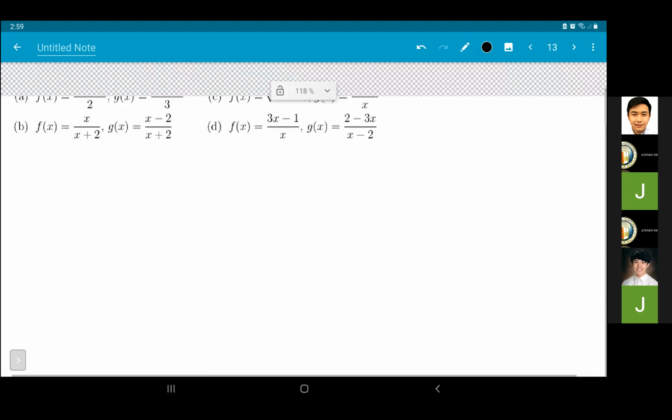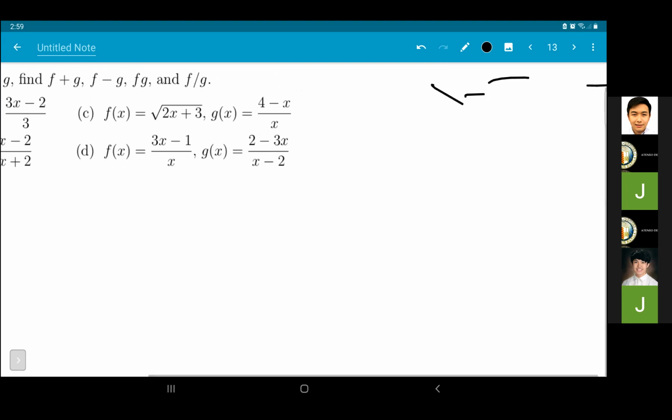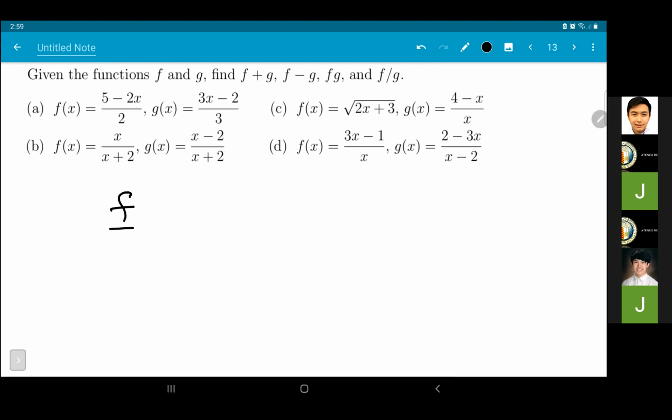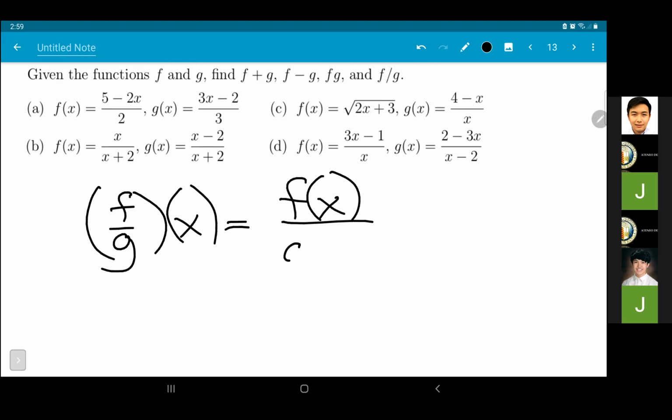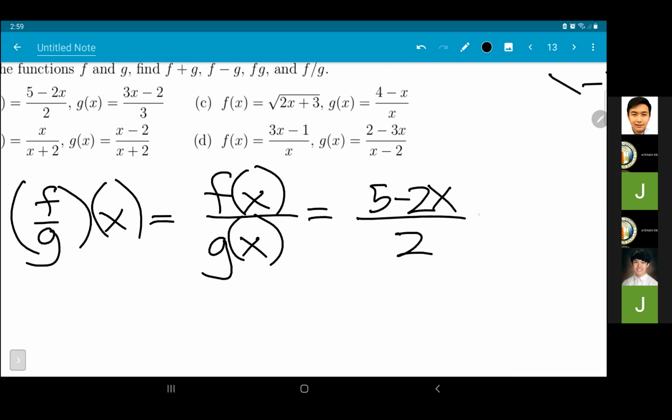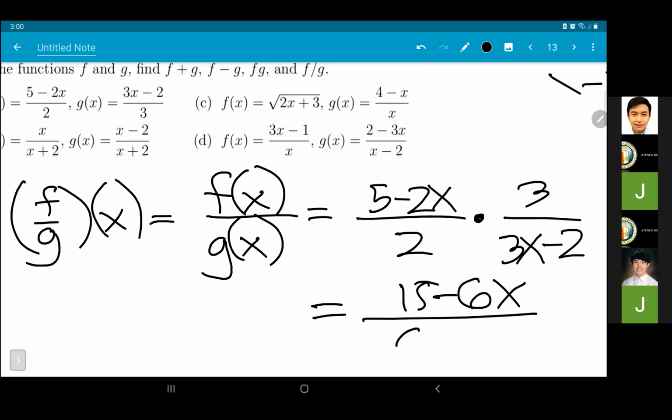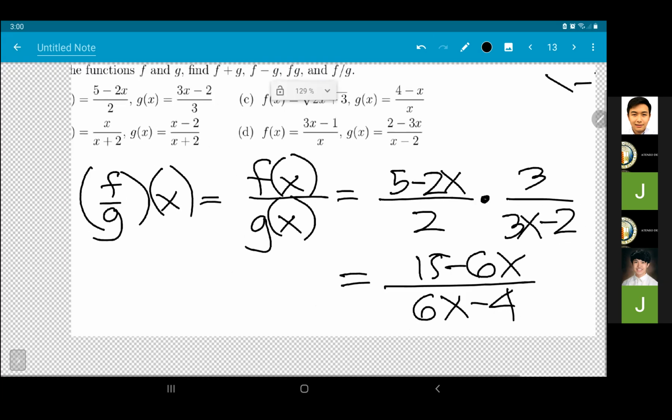And then the quotient. So f over g of x simply means the quotient f of x over g of x. So you have to just multiply, remember, by the reciprocal of g. So I'll change this to multiplication, and then take the reciprocal of that function. Simplify 15 minus 6x over 6x minus 4.